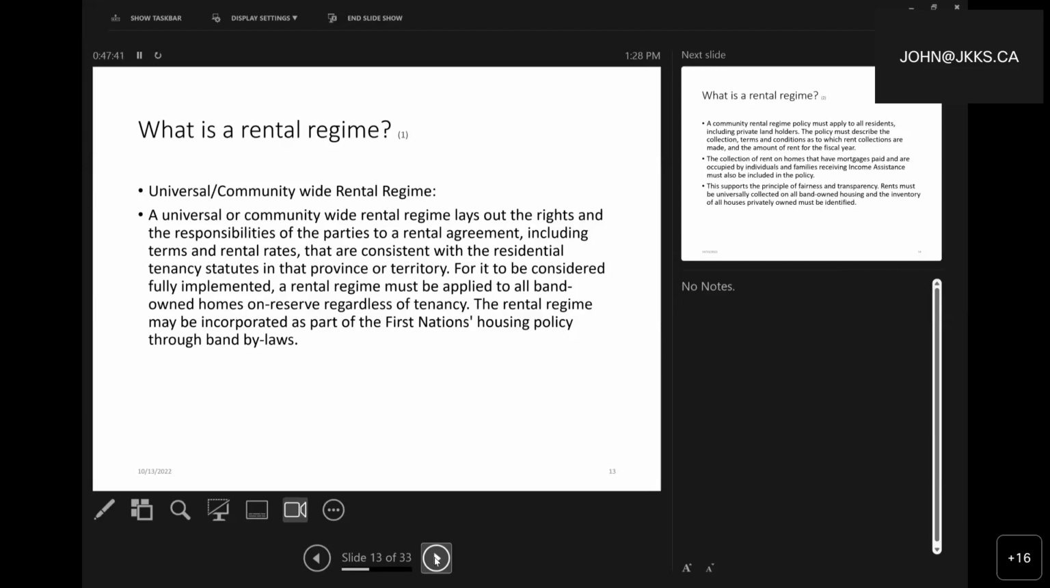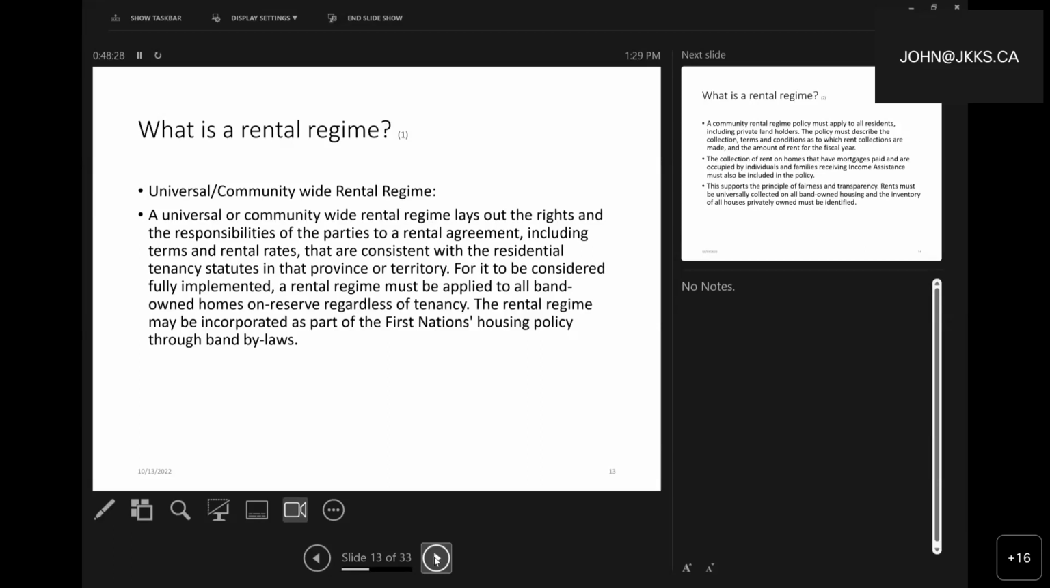So look, in reference to their manual on income assistance, a universal community-wide rental regime lays out the rights and responsibilities of the parties to a rental agreement, including terms and rental rates that are consistent with the residential tenancy laws in the province or territories. For it to be considered fully implemented, a rental regime must be applied to all band-owned homes on the reserve, regardless of tenancy. The rental regime must be incorporated as part of the First Nation housing policy through band bylaws.